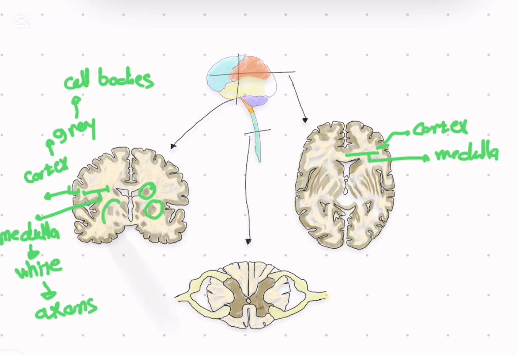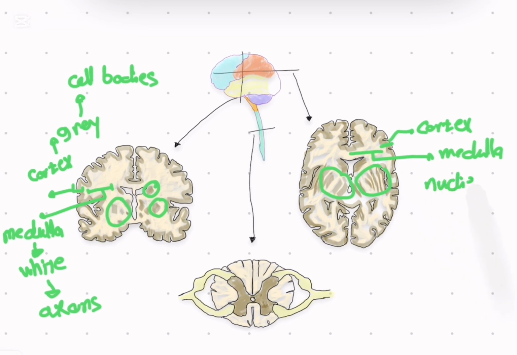Inside the white matter of the medulla, we can see there is a structure that is gray in color, and this is also called the basal nuclei or the diencephalon. So both of them represent gray matter inside the medulla, which is white matter. So the basal nuclei and the diencephalon represent the cell bodies. Now let's look at the cross section of the spinal cord.